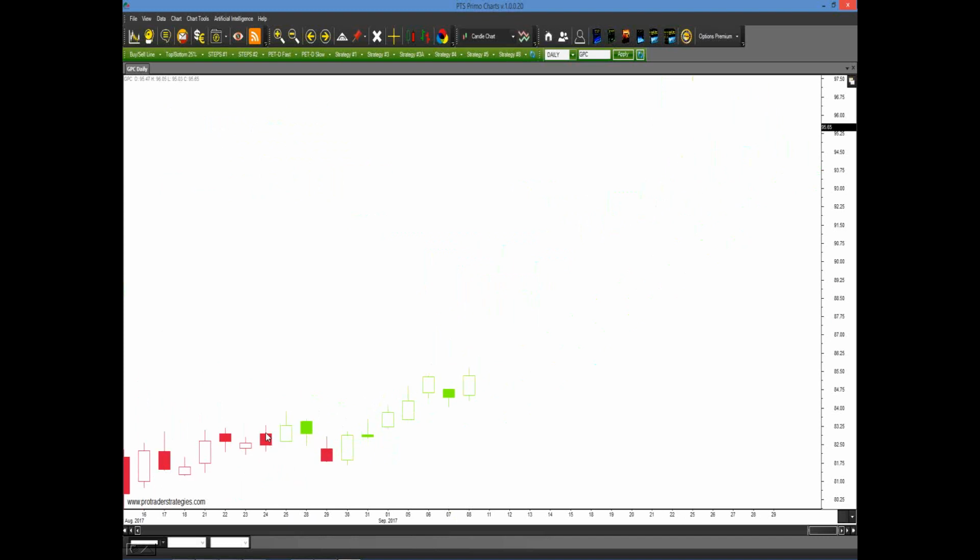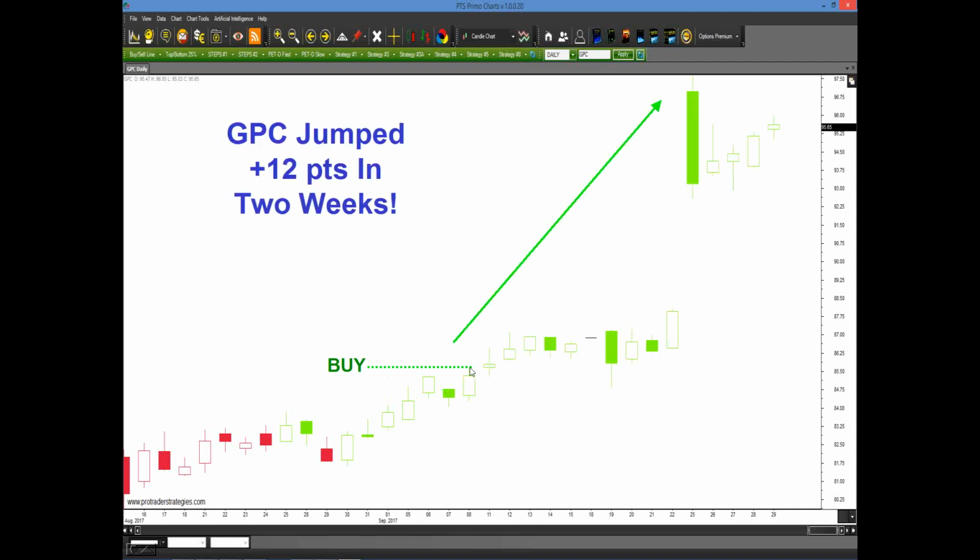Here's a little short-term top, but these bars were red, and then the following bar was red, so we can't do anything. Now all of the bars seem to be green, so we're waiting for the first short-term top, which is right here. 1, 2, 3. So that's where we want to buy, right here, as we traded right there, and the stock jumped 12 points in the next 2 weeks.